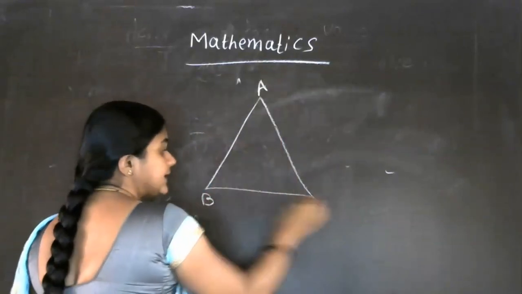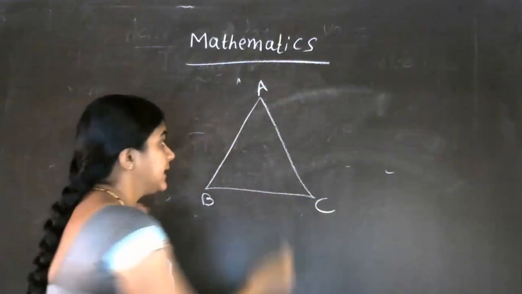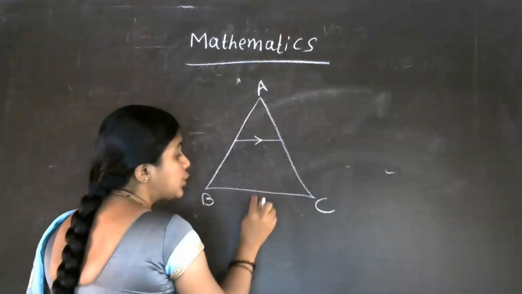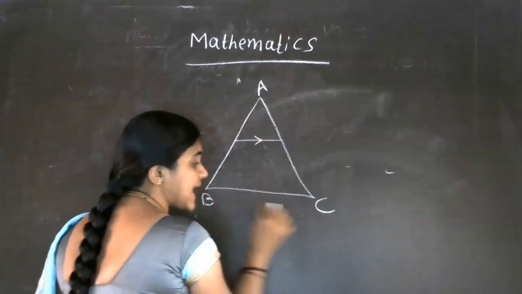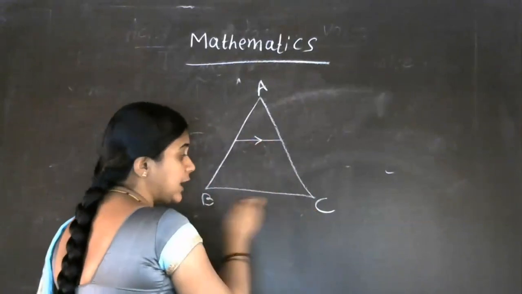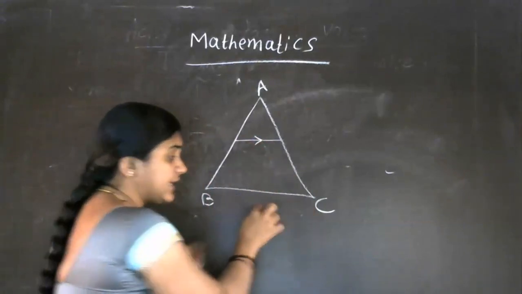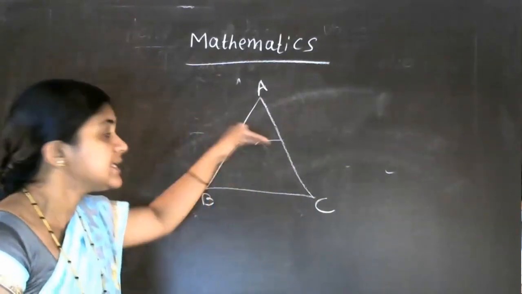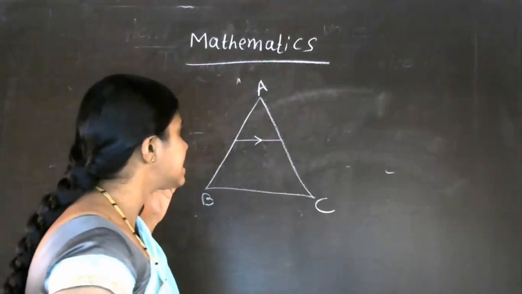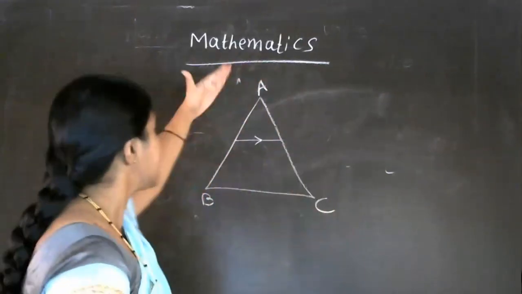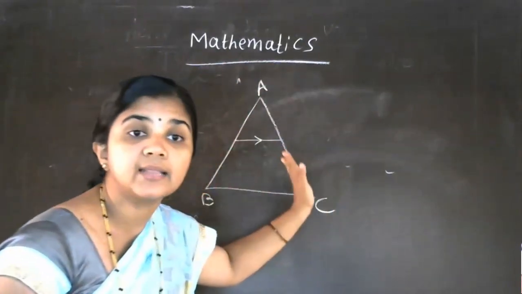ABC triangle. If a straight line is drawn parallel to a side of the triangle, BC is one side of the triangle, no? Then this line divides the other two sides, in the sense AB and AC are the other two sides.